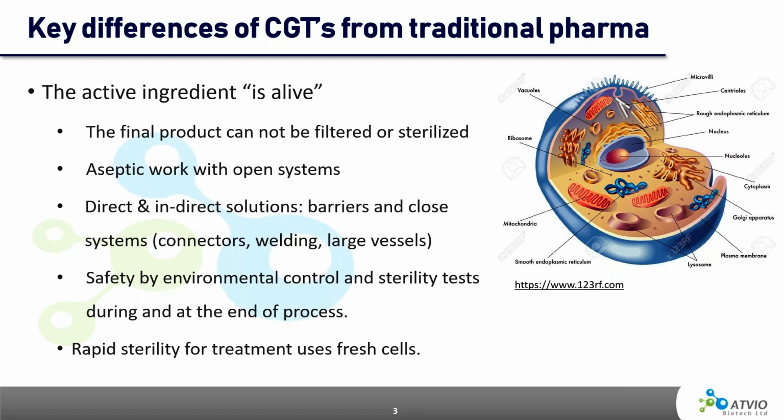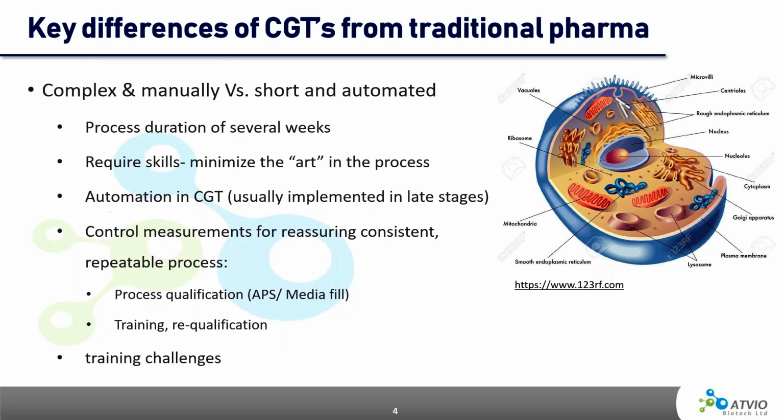An additional difference is that in traditional pharma, usually the process is very short, a few days, and is manufactured by machines in an automated way. But cell therapies are very complex processes which take a long time and are heavily dependent on manual performance.